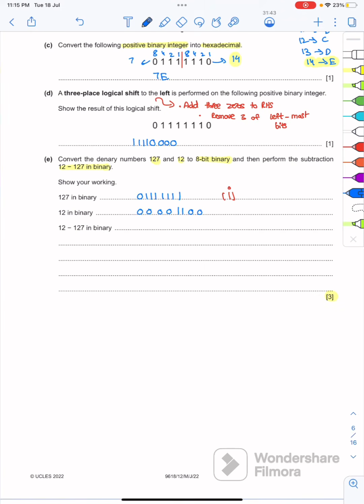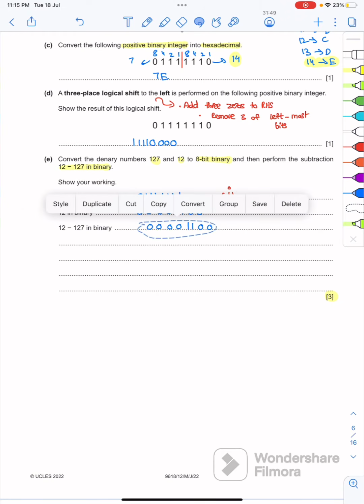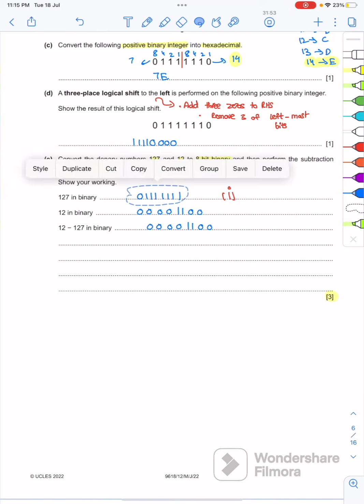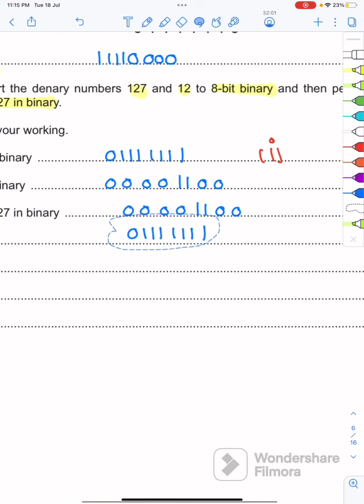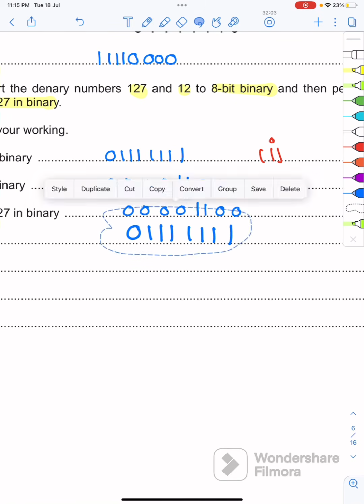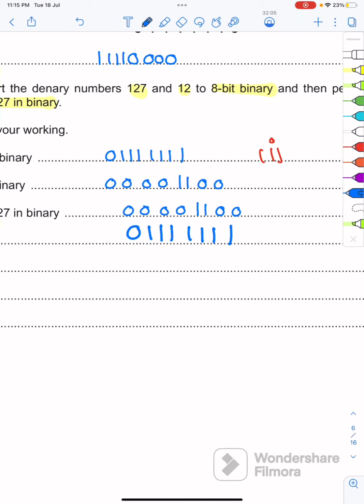So I'm just going to copy these two. Copy, have them pasted here. Pasted. Let me just enlarge it. Yep, there you go. We're going to do a binary subtraction for this. This is the second mark that you're going to get. The third mark is going to be for this.